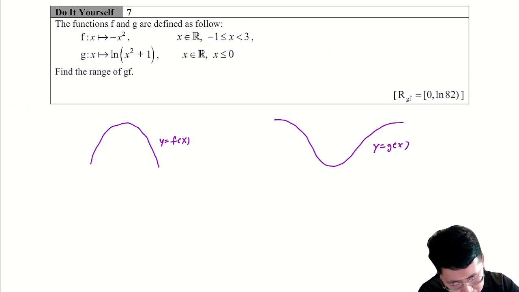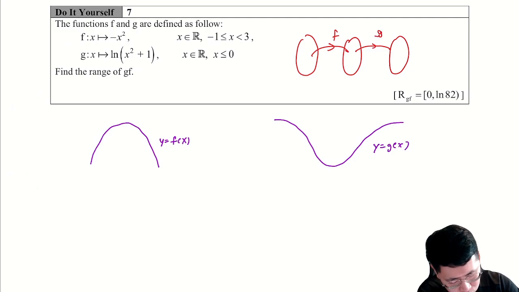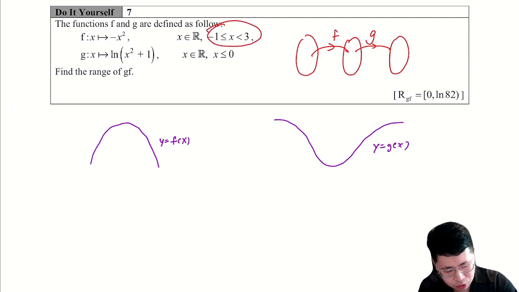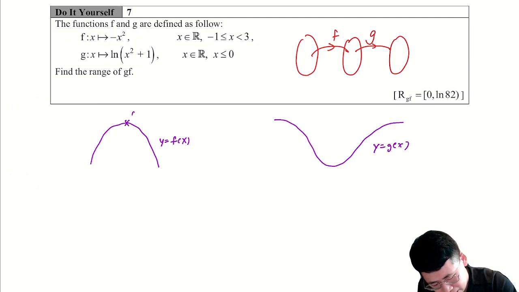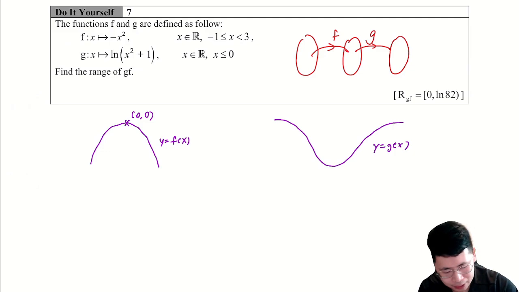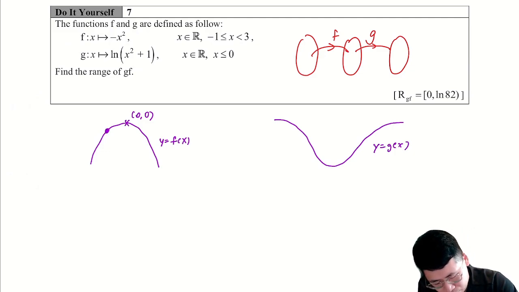So first, let's determine the order in which we want to do. So we've got this, we pass through F first, and then we need to pass through G. So it is F first, then G. So let's take a look at Fx. For Fx, the domain is restricted to -1 and 3. So over here, this point over here is 0, 0. This point will be -1. So if you put in -1, it should give you -1. If you put in 3, it should give you -9.